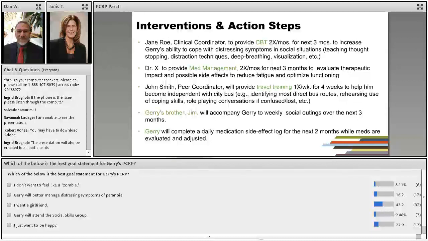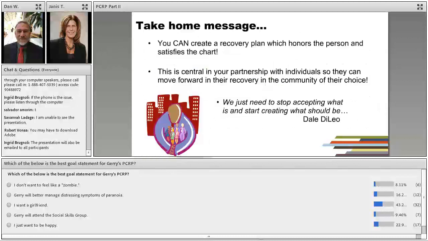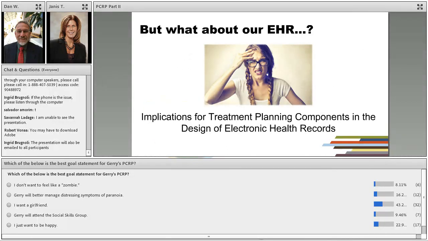So hopefully by ending with that, it gives you a sense of optimism that you really can honor the person and satisfy the chart at the same time in one good quality recovery plan. That's really a key piece of moving forward in partnership with folks. And that can be facilitated, or you can experience some challenges when trying to do that in your EHR.